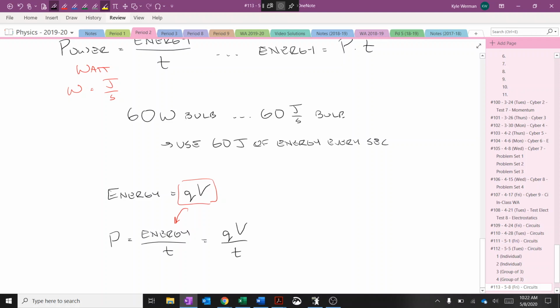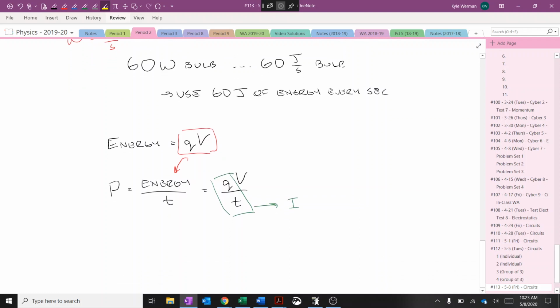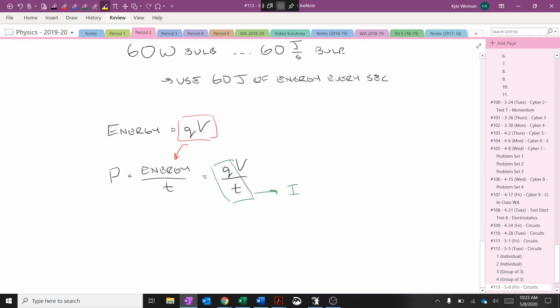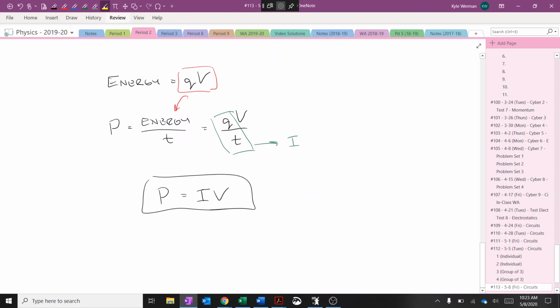QV over T. And you might even notice, look what I have here. What's Q over T? Well, that right there is current, I, charge passing through over a period of time, which means we now have an equation for power, P equal to I times V. A nice simple equation. You have Ohm's law, V equals IR, and now we have power, which is in watts. Current is in amps. Voltage is in volts.